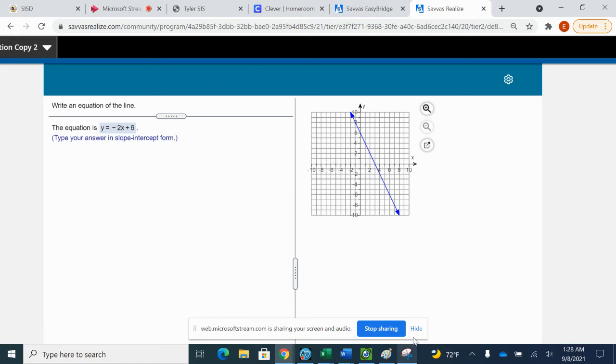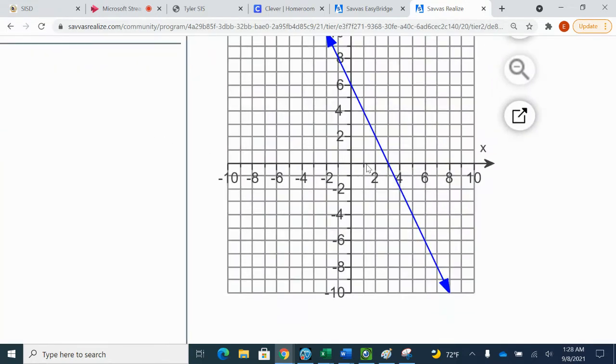All right. I apologize. Ran out of time, but there it is. Y equals negative 2x plus 6. I entered it and I got it correct. So again, be very careful.